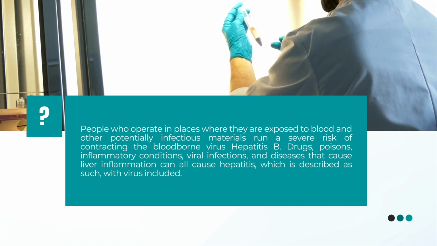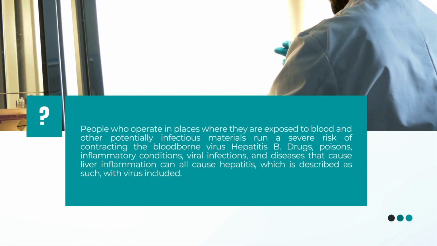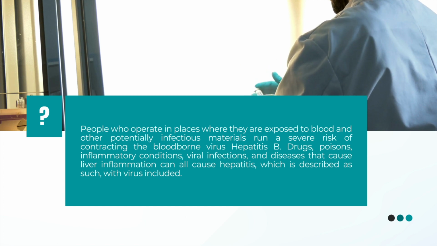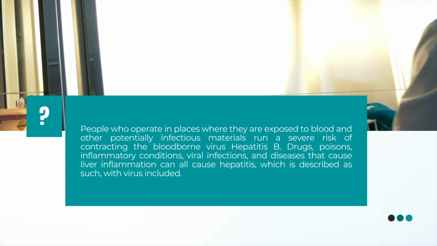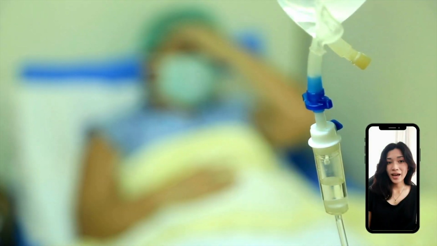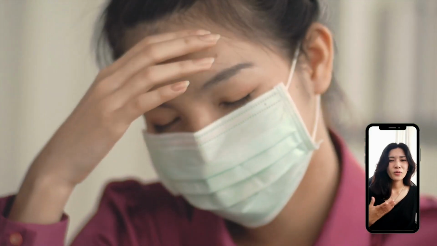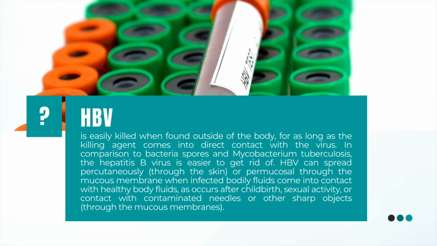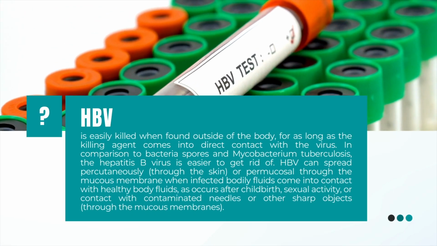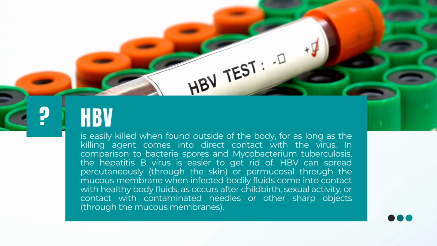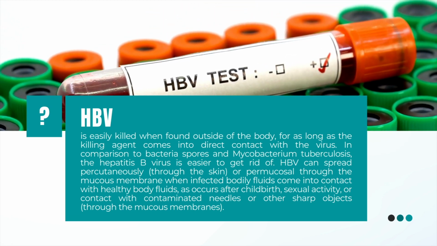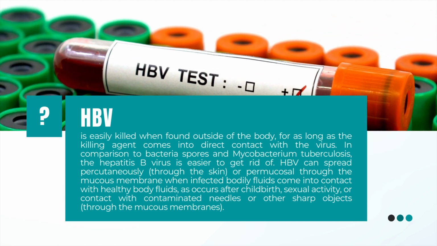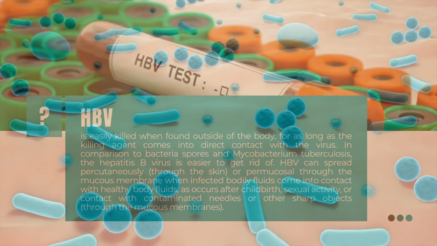Drugs, poisons, inflammatory conditions, viral infections, and diseases that cause liver inflammation can all cause hepatitis, which is described as such, with virus included. I see, that's interesting. What about HBV? HBV is easily killed when found outside of the body for as long as the killing agent comes into direct contact with the virus. In comparison to the bacteria, spores, and Mycobacterium tuberculosis, the hepatitis B virus is easier to get rid of.